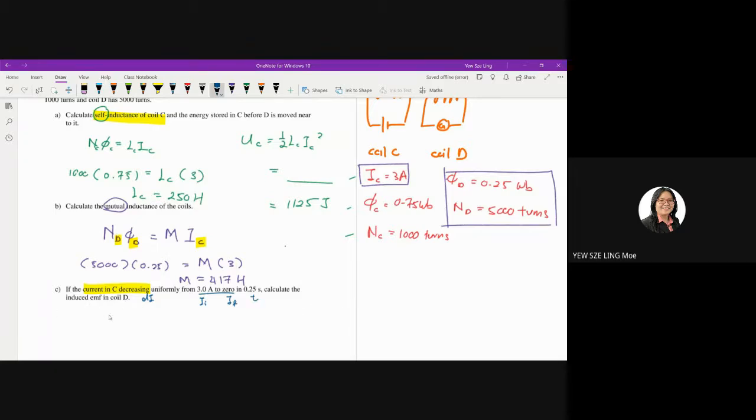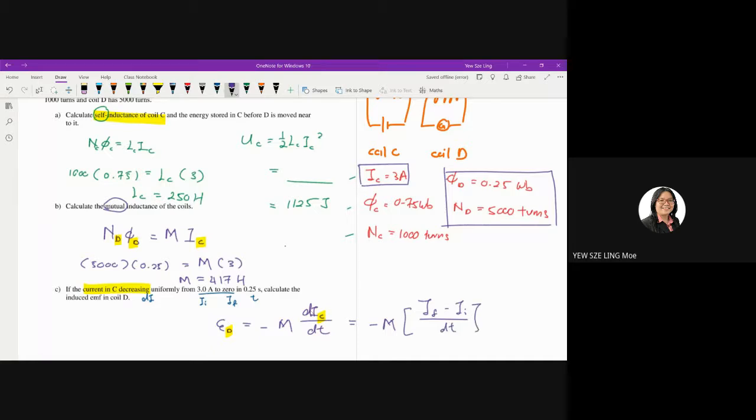Calculate the induced EMF in coil D. So how to calculate induced EMF in coil D? Remember, induced EMF is equal to negative M times dI over dt, where the current dI should be coming from C. Remember, for induced EMF D, because it's mutual inductance, you use the current from the neighboring coil, right? So it is then equal to negative M, I final minus I initial, over dt.